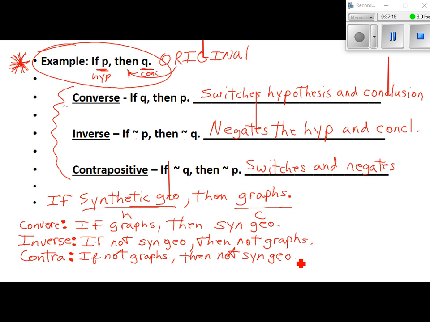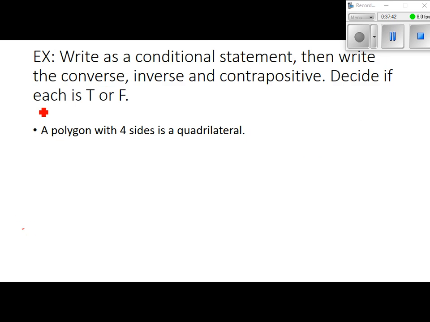Now the other thing that they're going to want you to do on these statements is tell whether they're true or false each time. We're not going to go through and try to decide if those are true or false. We'll do that on another example here in a second. But that's all the converse, inverse, and contrapositive are. You're just taking that original statement and mixing it around, doing different things to it. Is this on your notes somewhere? We're going to do this example together.